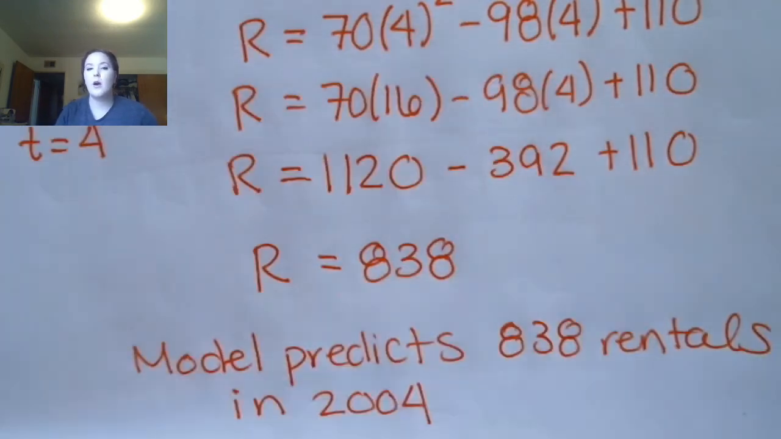Okay, now if you look, okay, the real number of rentals was 726. Okay, so our model is predicting a similar number of rentals, but not exactly the number. And that should be the case with a model, right? It should be close to the real data points, okay, but it probably won't be exact.